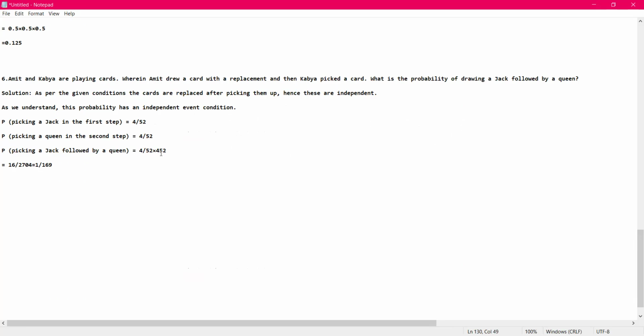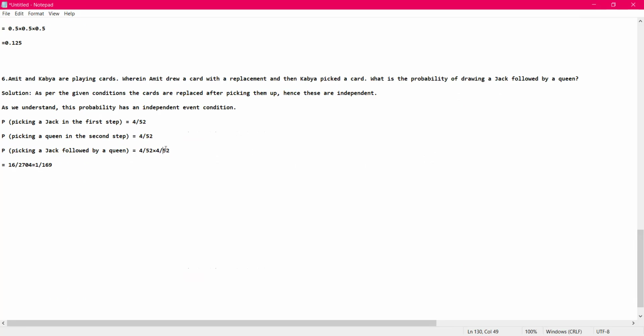Next, the next step is the probability of picking a queen in the second step. It means we are picking a queen in the second move. This event is not affected by the first event. There is no dependence between picking a jack and a queen, so these are independent events. How many queens are there in the pack of cards? There are four queens. So out of 52, the probability of picking a queen is 4 by 52.